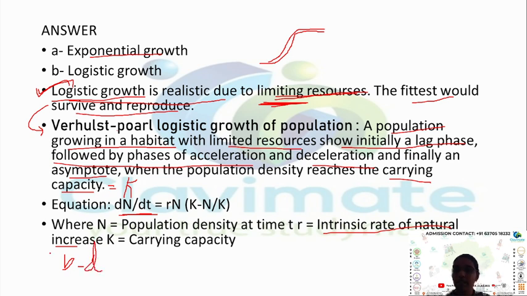Okay, B minus D is R. K is the carrying capacity. So once you put in the equation, you will be able to see the change in population size with the time t. So that is as in the previous example: the change in population size from 2020 to 2023, that is in 3 years. How the population size increased or decreased, you can measure using this equation.